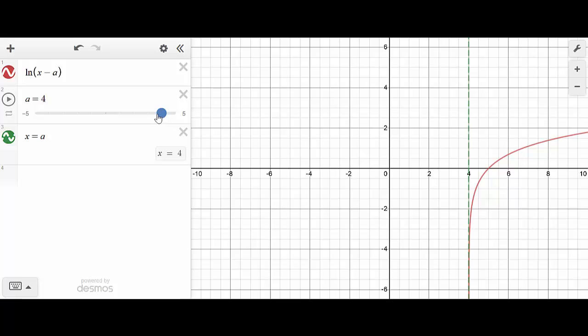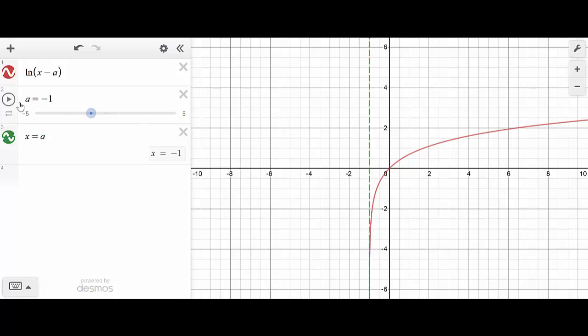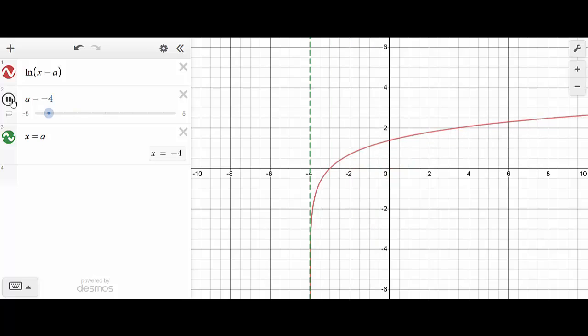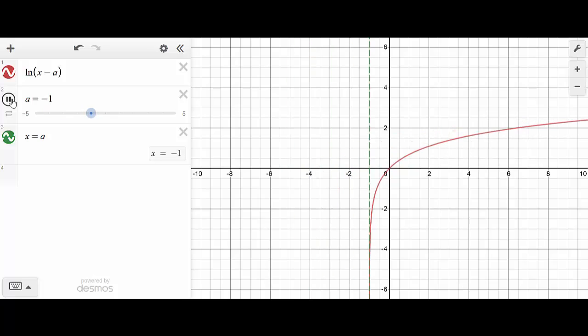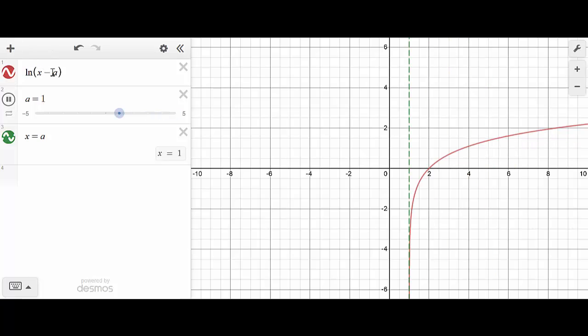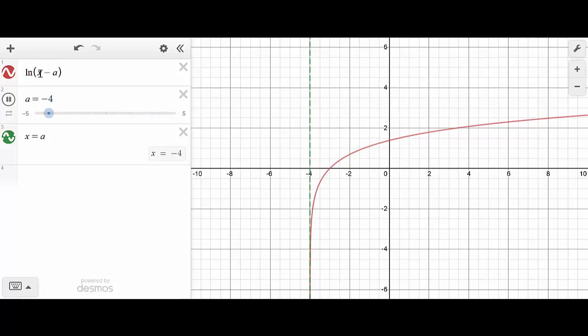Now we could go the other way. We could come back over here and say, well, what if a is negative 1? That would be x plus 1. Now we say, okay, the domain would be negative 1 to infinity. And you could see how this works. As we change a, the domain changes. In other words, the domain is dependent upon what's inside this log.